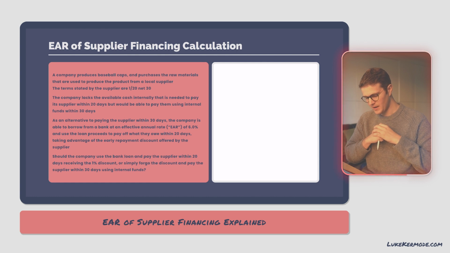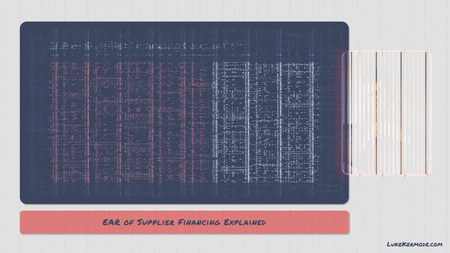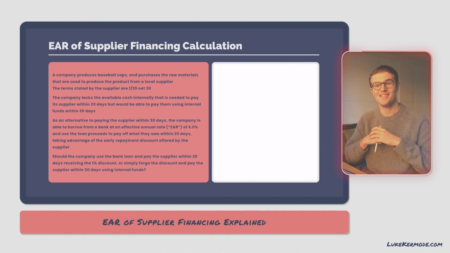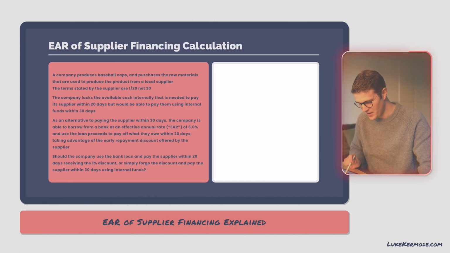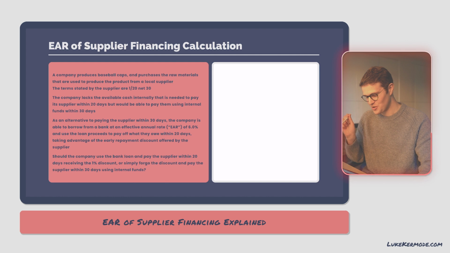Should the company use the bank loan and pay the supplier within 20 days, receiving the 1% discount, or simply forgo the discount and pay the supplier within 30 days using internal funds? That's quite a long question, so let's break it down. I think the first thing we should do is be clear on what the supplier terms mean. In the first paragraph, there's a sentence that says the terms stated by the supplier are 1/20, net 30. Now, what does that mean?